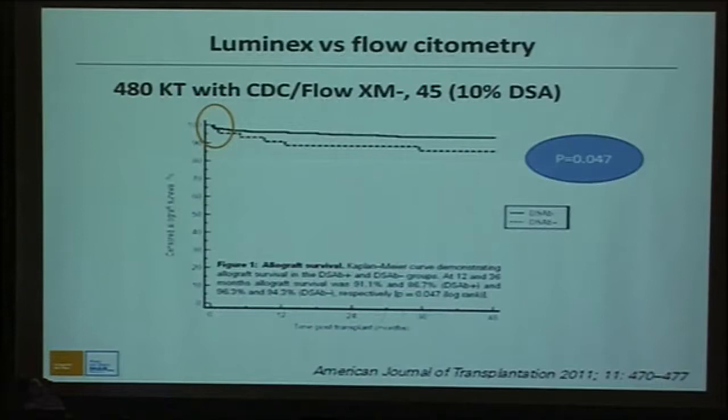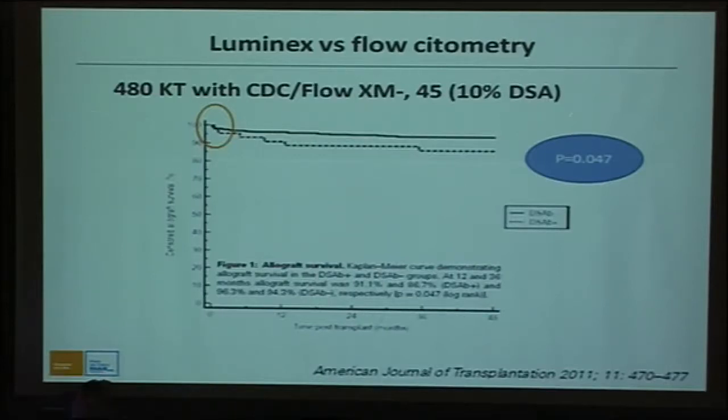So a negative flow is not enough to make sure that your patient is or is not sensitized against your donor. Finally, if you want to have the best possible survival in your patient in terms of immunological risk, you need to do Luminex assays. You need to do solid phase assays on top of the cross-matches to make sure that you have the whole information.